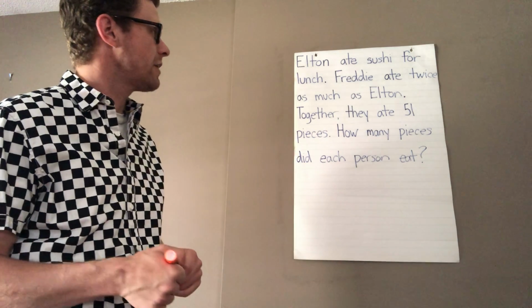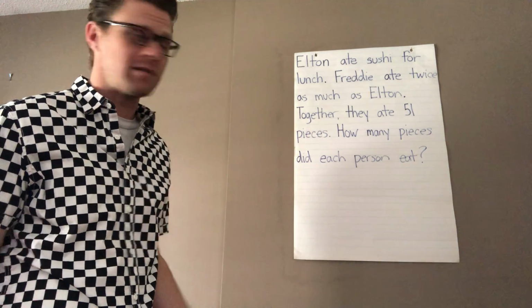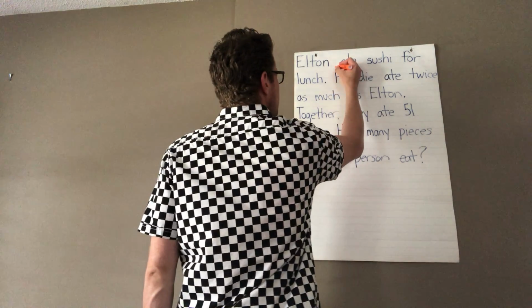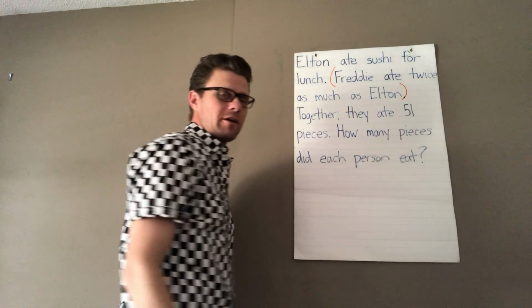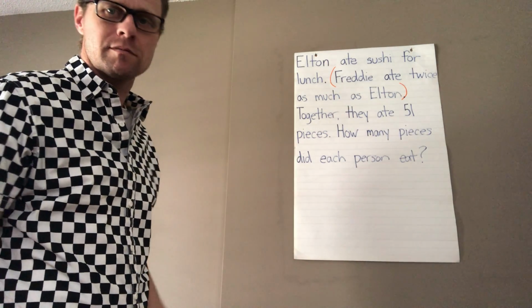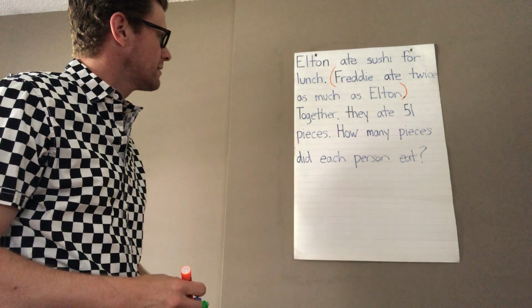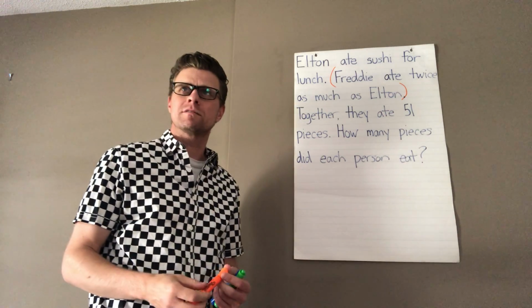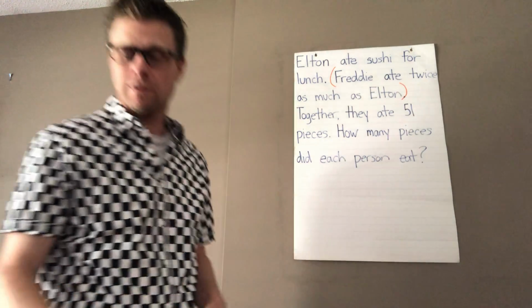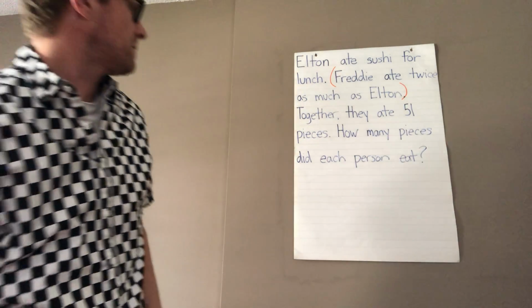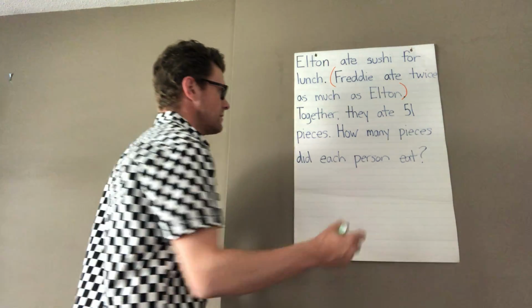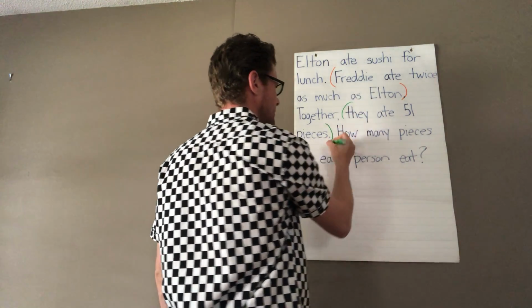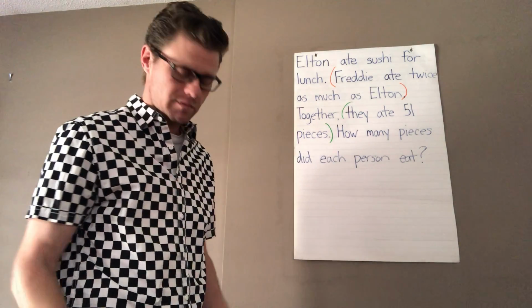Perfect. Freddie ate twice as much as Elton. Absolutely, that's important. We're going to highlight it, put brackets around it. Very important. Good. What else is important in this question? Good. Together, they ate 51 pieces. Perfect. They ate 51 pieces. It's a lot of sushi.